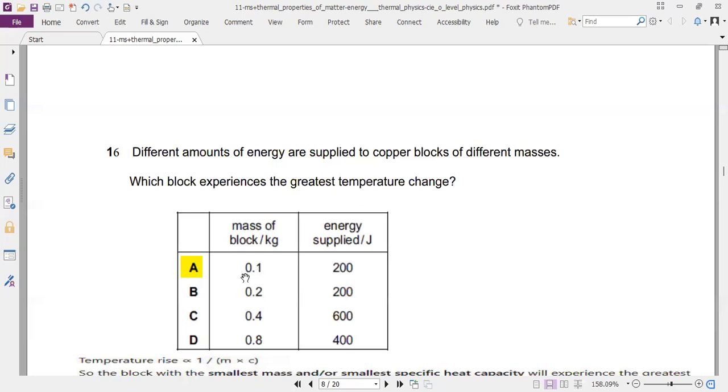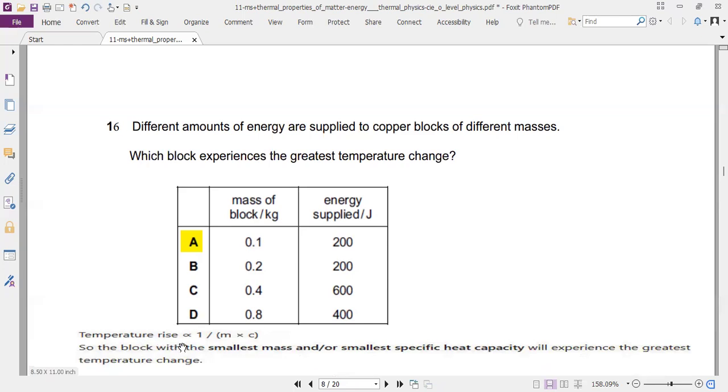Minimum mass gives you the minimum mass of a substance taking this energy will give the greatest temperature change. And the reason for this is the temperature rise is proportional to 1 over m into c. So the block with the smallest specific heat capacity or smallest mass will experience the greatest. Look at these two variables. So here we have the mass. So that's why smaller the mass is, the higher the temperature changes.